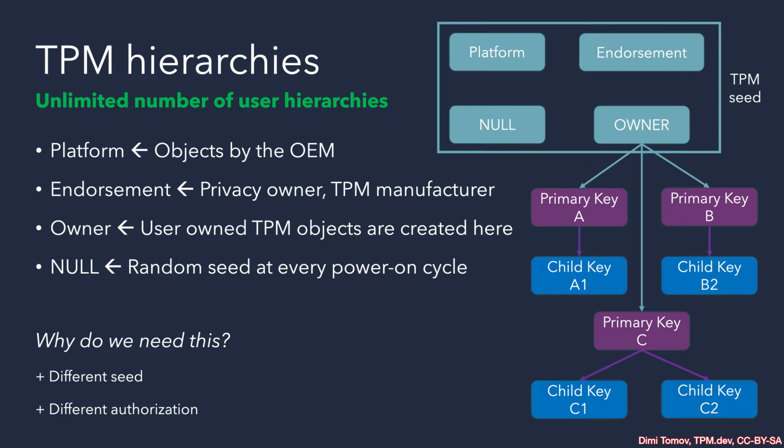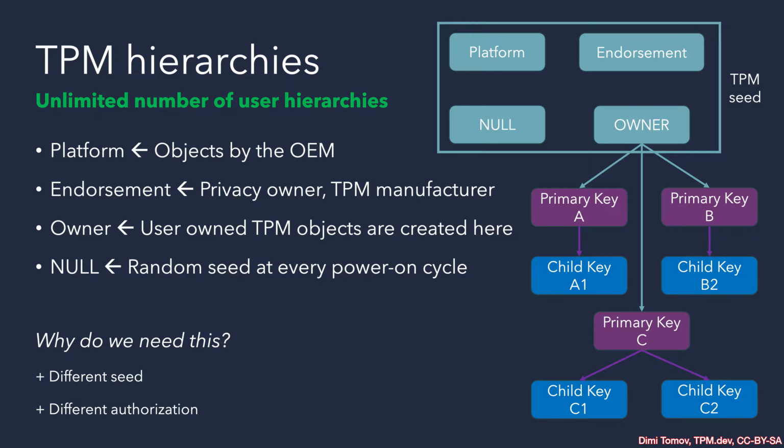The benefit of having different hierarchies and different authorizations is that this gives us flexibility when we are managing the system. For example, we can have a device where an organization controls the endorsement hierarchy. On the other hand, the end user can control the owner hierarchy. This is very often the case in some managed scenarios. All of the hierarchies are available for taking ownership.